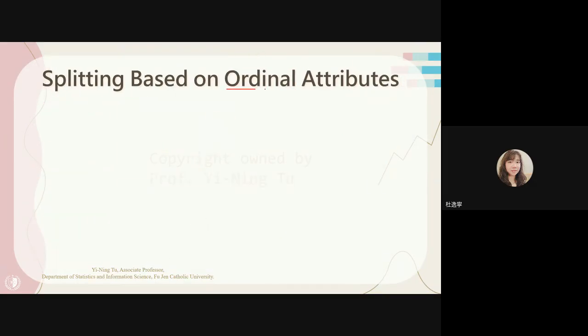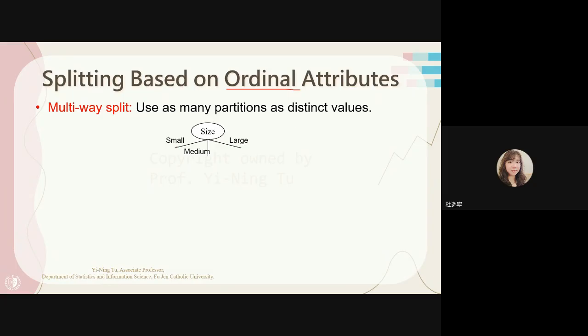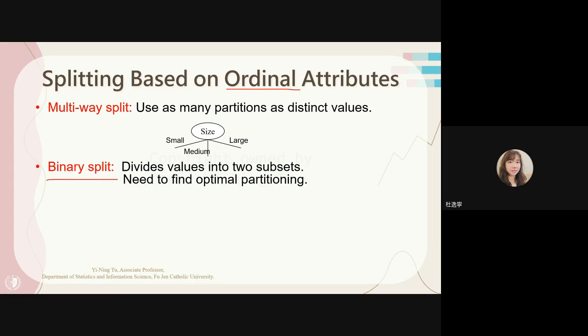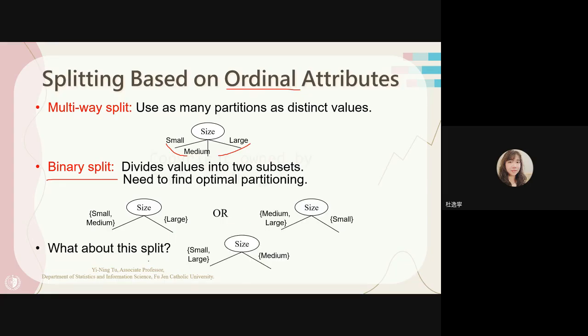When we face an ordinal attribute, for example small, medium, large, right? When we combine, multi-way is very easy, one branch each. But the binary way will combine the similar ones together: small with medium, medium with large, right? I think it is easy to understand. But what if it makes sense to put small with large and medium alone?